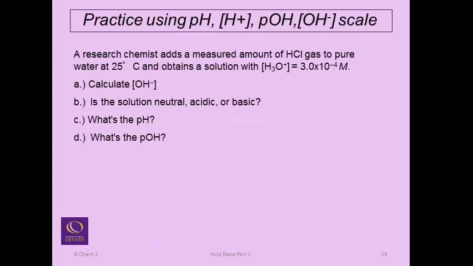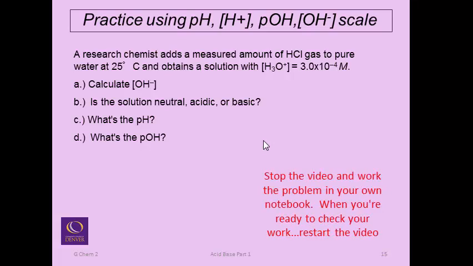So let's practice that a little bit. I have a research chemist. He had 3 times 10 to the minus 4 molar HCl. So now let's see if we can calculate the OH minus concentration. Let's figure out if the solution is neutral, acidic, or basic. Figure out what the new pH is, and also figure out what the POH is. So when you can kind of calculate all 4 of these things together, you're right where you need to be from this section. Okay? So you might want to stop the video and work on this, see if you can get your answers, and when you're done working, then start the video again and you can check your work.